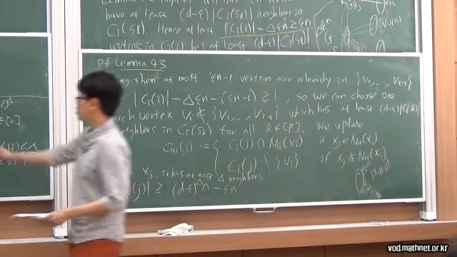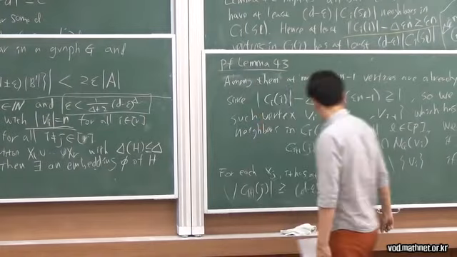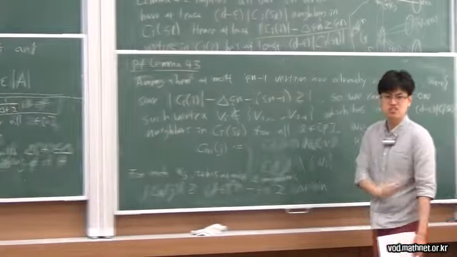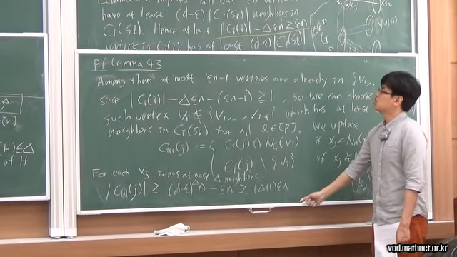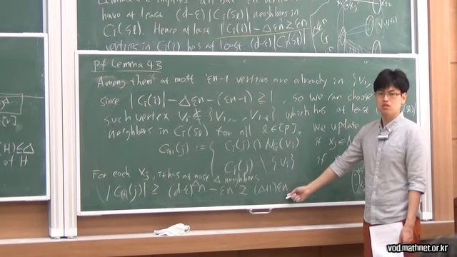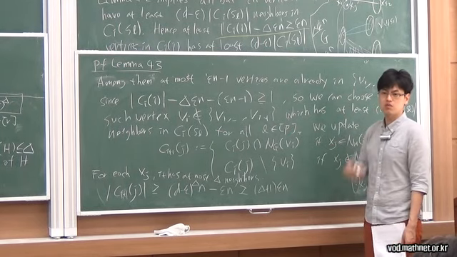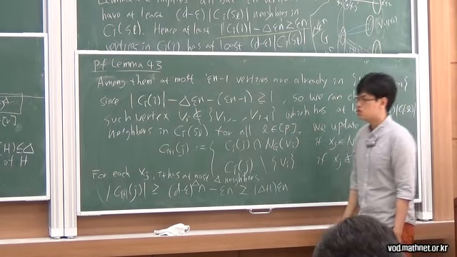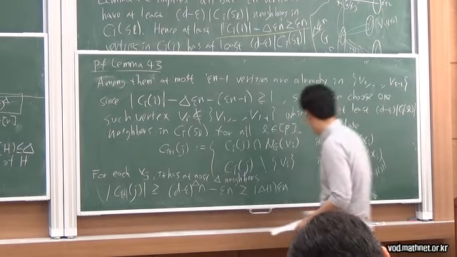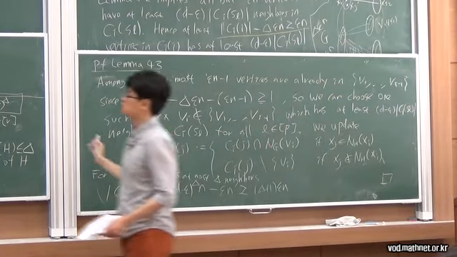Then, because we know that this inequality holds, we can easily show that this is still bigger than delta plus 1 epsilon n. So which gives us our induction hypothesis. So after embedding xi, this induction hypothesis still holds, so we can keep repeating. So this proves the lemma. So this is clear, right?